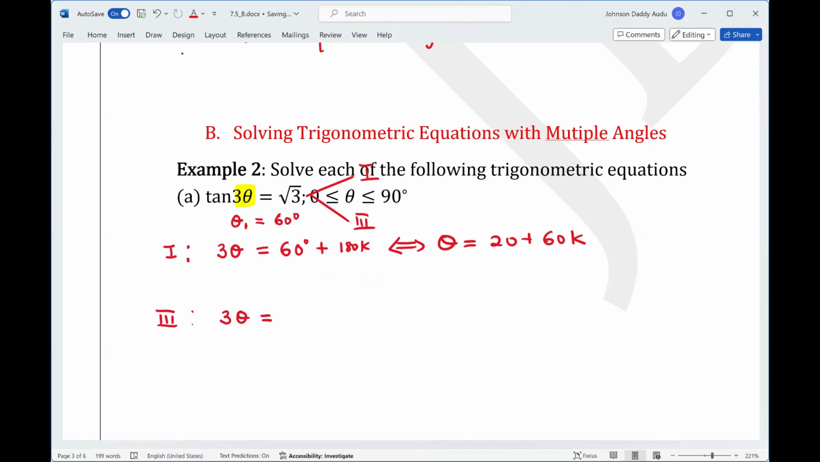Then your 3 theta is going to be, remember, this is our reference. And to get the standard, we add 180 to this one, right? So this will be 240 plus 180K as well. And here we can divide by 3. So if you divide by 3, this will just be 80 degrees plus 60K as well. So let me write it in this direction.